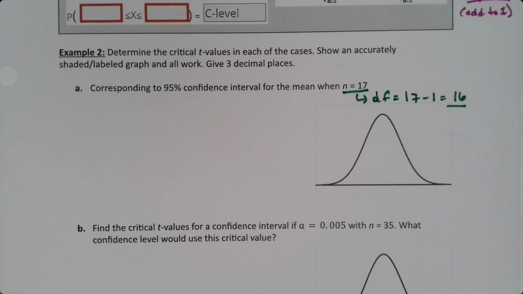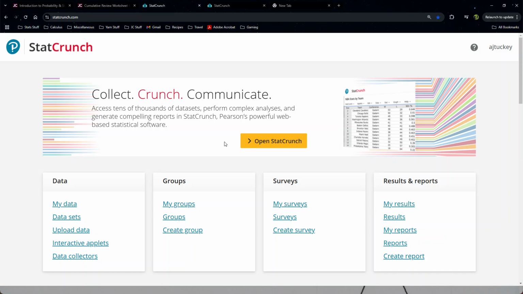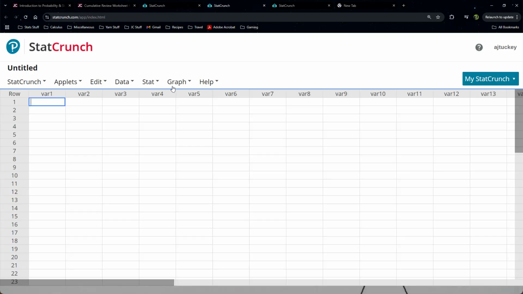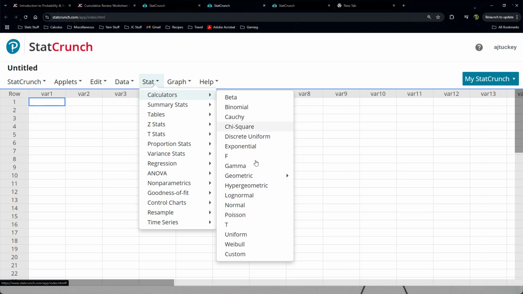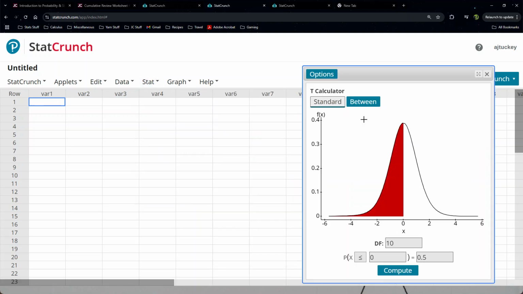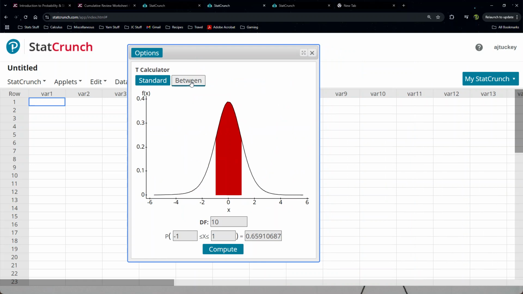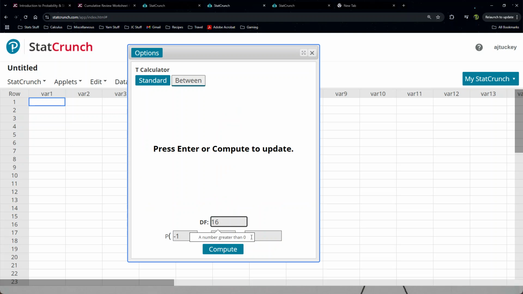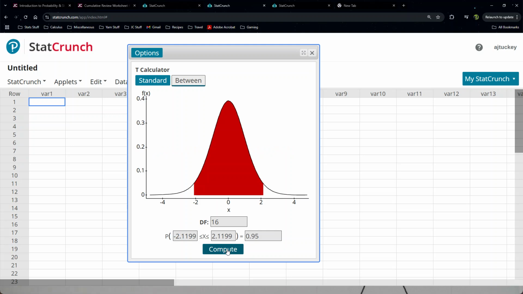Now we're going to go to Stat, Calculators, T. Let me pull up StatCrunch. Here it is. I'm going to open StatCrunch by clicking the big yellow button. I've already signed in. So Stat, Calculators, T, right here. We're going to click between. Don't forget to do that. Change your degrees of freedom, this time to 16. Then go over here and start typing our confidence level, and when we do, the x values will disappear. Type in your confidence level of 0.95 and say compute. And there we have the values.